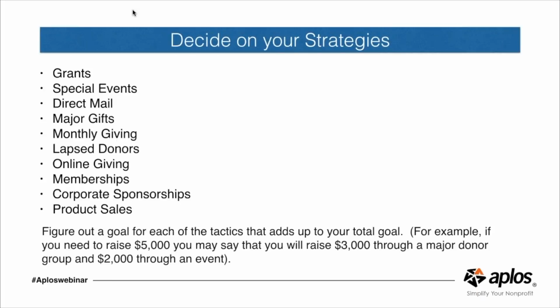Corporate sponsorships, product sales. Product sales might be that you have a relationship with a certain vendor, and a certain percentage of a sale comes back to you, or you actually sell product as a nonprofit, which is all fine. So these are goals for each of the tactics that add up to your total goal. For example, if you need to raise $5,000, you may say that you need to raise $3,000 through a major donor group and $2,000 through an event. The different ways in which you're going to get to that total goal are the strategies. And from here on through the rest of the webinar, that's what we're going to be focusing on.